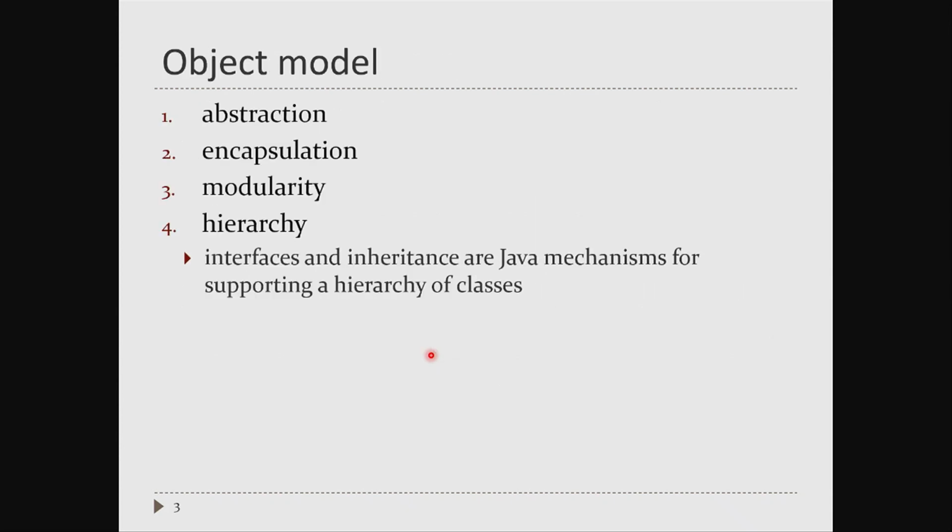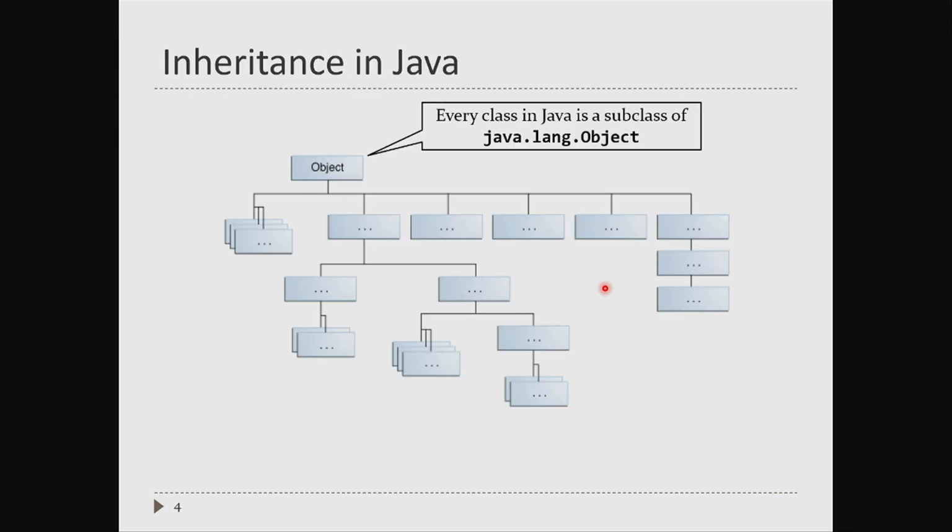Inheritance is actually item number 4 in this object model. Many weeks ago now, I introduced the object model, I think when we started to talk about creating classes. We've already talked about abstraction, encapsulation, and modularity. The 4th pillar is hierarchy. Interfaces and inheritance are the Java mechanisms for supporting a hierarchy of classes. A hierarchy of classes means exactly what you might imagine: there's some sort of organization of classes where something's at the top.